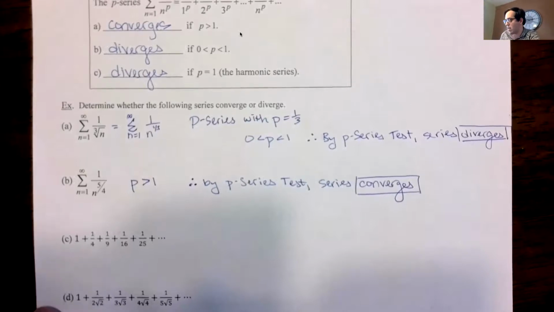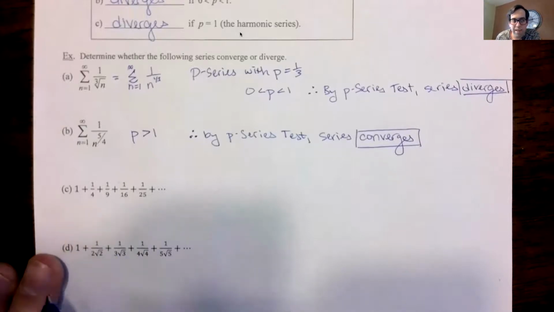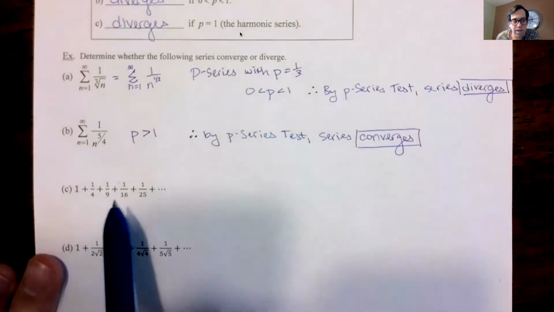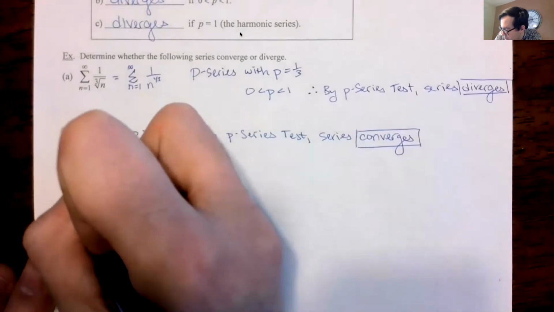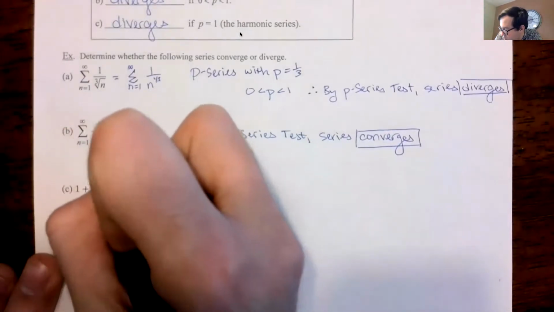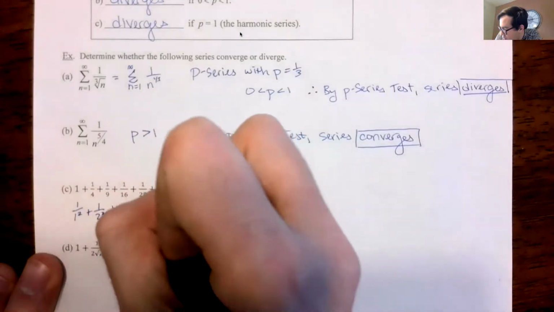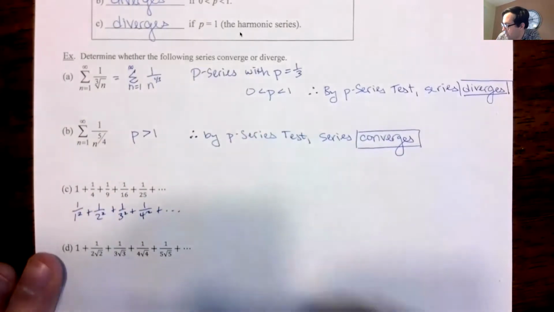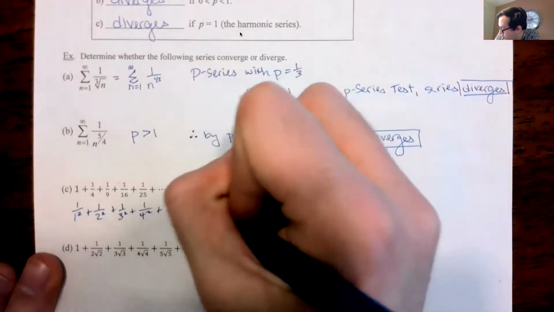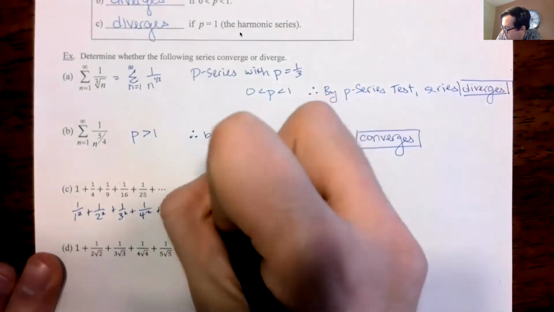But let's take a look at letter C. Okay, so now we just have a bunch of terms written out. So we have to find the pattern: 1 plus 1/4 plus 1/9 plus 1 over 16 plus 1 over 25. And to me, it looks like we could rewrite this as 1 over 1 squared plus 1 over 2 squared plus 1 over 3 squared plus 1 over 4 squared, etc. So if we were going to write this in summation notation, it equals the sum from n equals 1 to infinity of 1 over n squared.